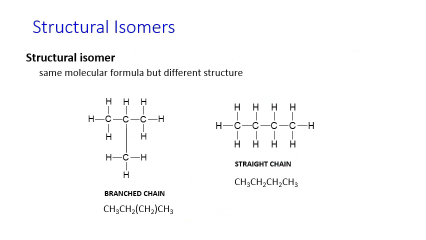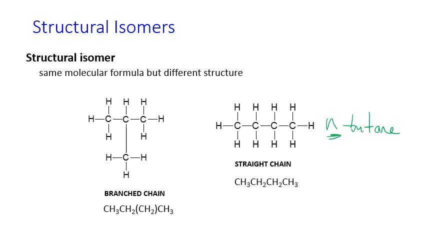Then we have structural isomers. Structural isomers have the same molecular formula but different structures. Here are 2 examples. We have a straight chain isomer of butane, known as n-butane. The n just means that it's a straight chain.